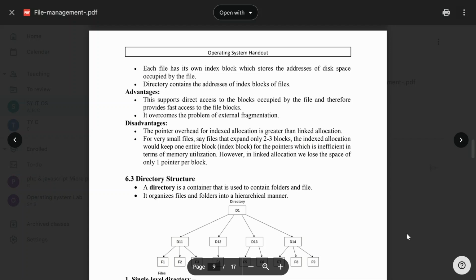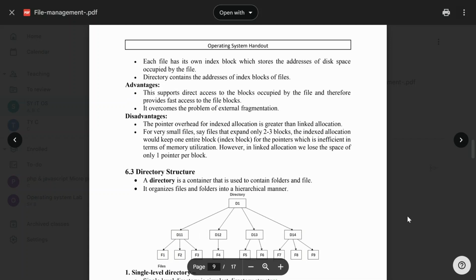However, here if a small file is there, then we are providing one single block for an index block, so it is inefficient in the sense of memory utilization. However, in linked allocation, we use the space of only one pointer per block. So it is the disadvantage. Now, next directory structure we can see in the next part.